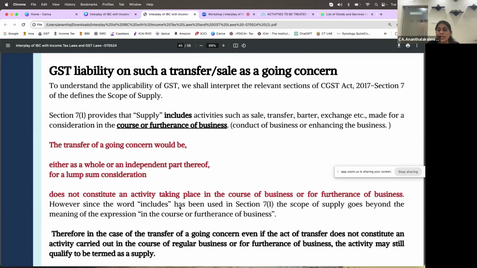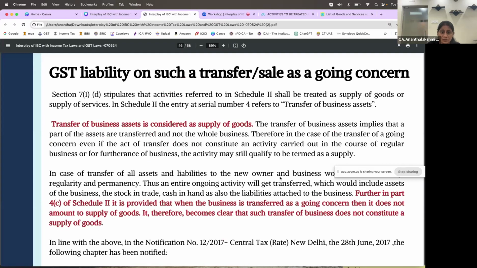What is this transfer as a going concern? What are the modes it can be? Transfer as a going concern means the mode can be either the whole complete company I'm selling or independent thereof. This could be for a lump sum consideration. Why is it a lump sum consideration? I don't value each and every asset of the particular undertaking. I will value the undertaking as a whole or the business as a whole. These are the general things which need to be considered, because going concern is not defined. We'll move into the international definition for this going concern. We have discussed that since the word includes is used, it is considered as a supply. Now we'll move to the next one.